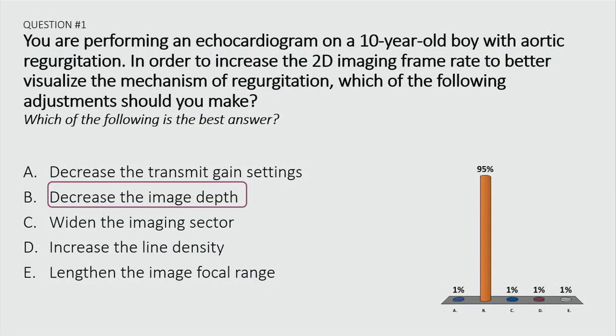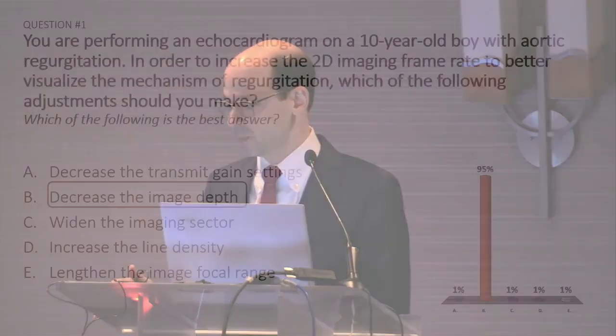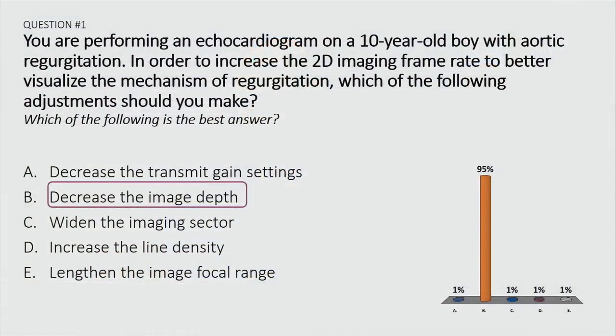Option C, widening the image sector. If you do that, you have more lines to draw because it's a wider sector, and so that will have the opposite effect. That will decrease the frame rate. And then E, lengthen the image focal range. That shouldn't have any effect on the frame rate. You're just moving the focal point in and out, but that shouldn't typically affect your temporal resolution and your frame rate. All right, ready for the next question.